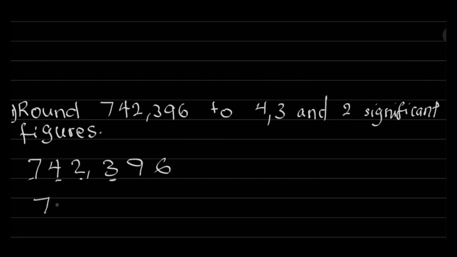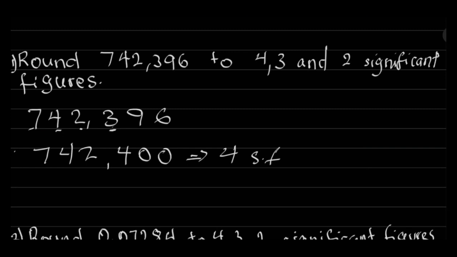So we are going to have 742,400. This 3 changed to 4 because the number behind it is greater than 4. So we have to increase the value. So this is 4 significant figures. So to the 4th significant figure.